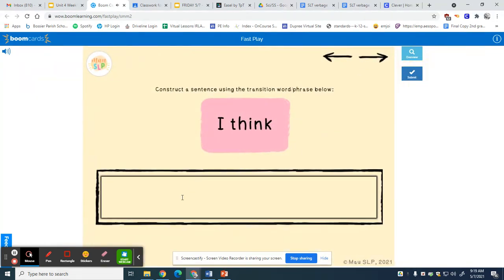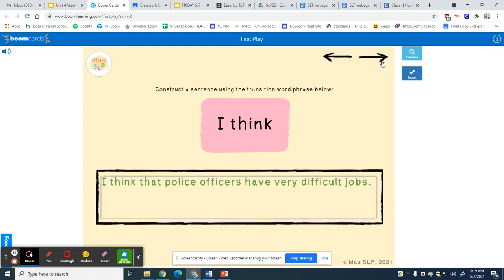Now they want us to give a sentence using I think. I could say, I think that police officers have very difficult jobs. That is one way I could use that phrase.